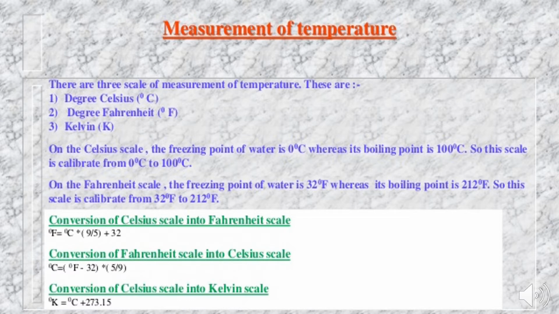On the Fahrenheit scale, the freezing point of water is 32 degrees Fahrenheit, whereas its boiling point is 212 degrees Fahrenheit. So, this scale is calibrated from 32 degrees Fahrenheit to 212 degrees Fahrenheit. And here are some conversion formulas for converting the Celsius scale into the Fahrenheit scale and the Fahrenheit scale into the Celsius scale, and the last one is used for converting the Celsius scale into the Kelvin scale.